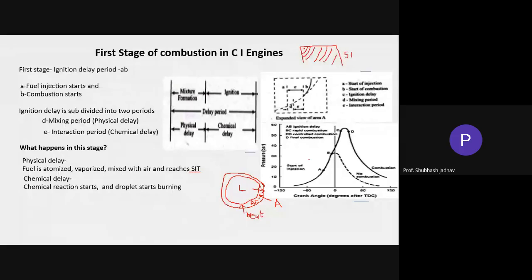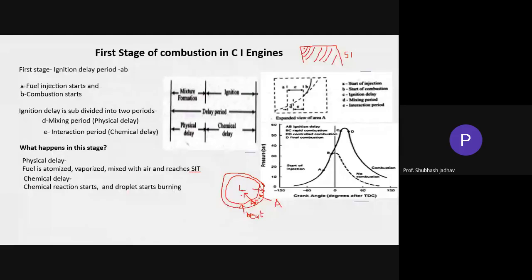But now we are talking of a CI engine. Here the droplet is burning from outside, and the flame will travel from the outside, that is the surface of the droplet, to the center of the droplet. So the chemical reaction starts and the droplet starts burning. It is not completely burned, it just starts burning. And when it just starts burning, it starts liberating some amount of heat, and the temperature and pressure start rising. That is the point B, where the pressure and temperature just start rising, and therefore the combustion curve departs from your motoring curve.